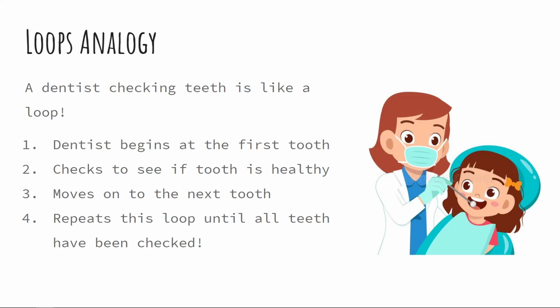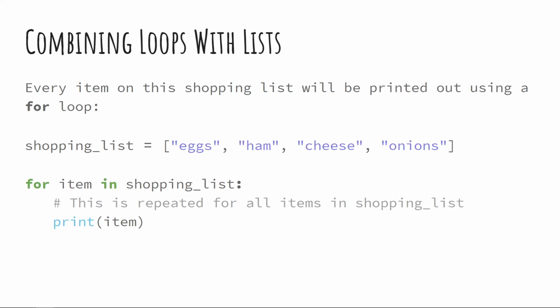But here's an analogy for loops. So you can think about a dentist. So the dentist starts at the first tooth, checks to see if it's healthy, moves on to the next tooth over and over again until they've checked all of your teeth. This is very much like what loops do. They start at the first value and they do something with it, then they move on to the next one, etc., until they've run on every value.